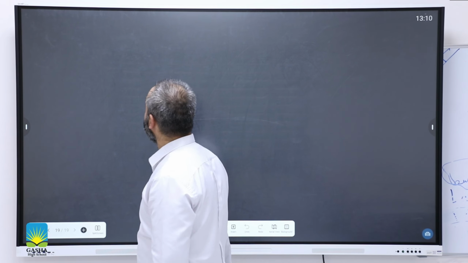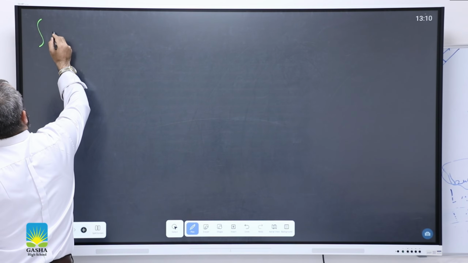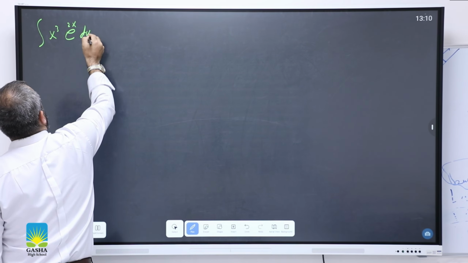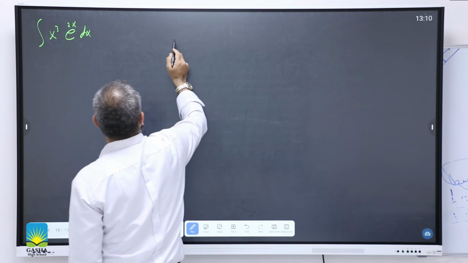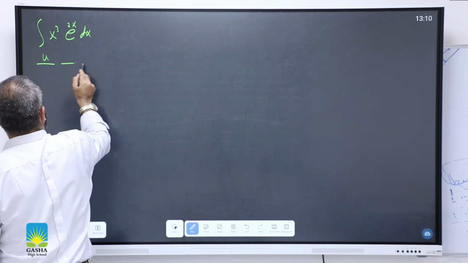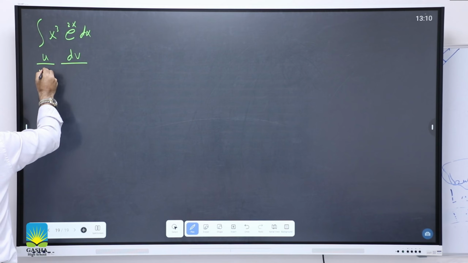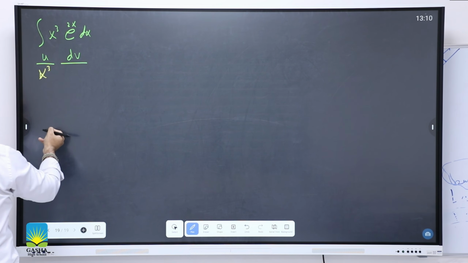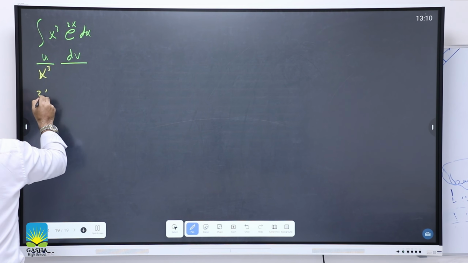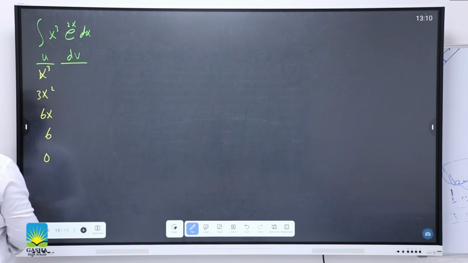Another example, integral x to the power of 3 e to the power 2x dx. What is the integral for this? This is u and this is dv. U is x to the power of 3, and we take the derivative of all of them: 3x squared, 6x, 6, 0.